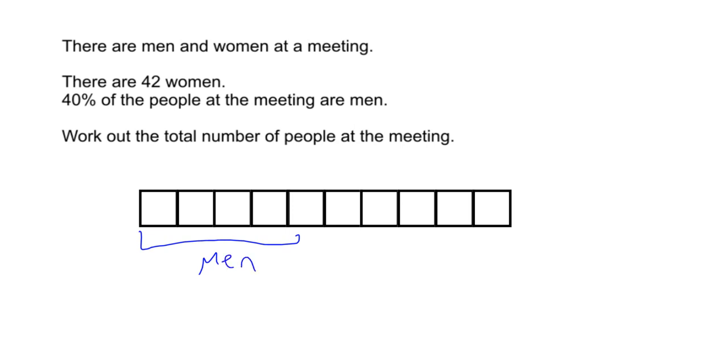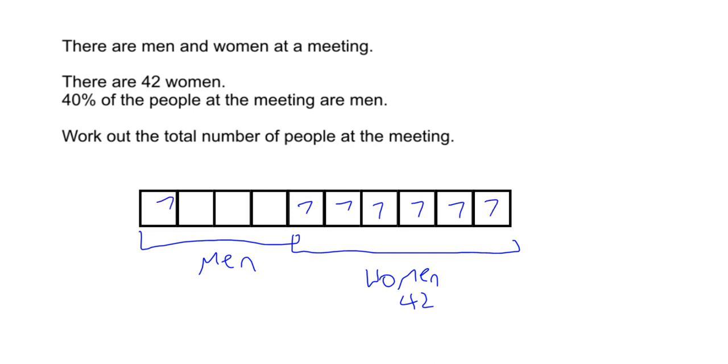And then 60% is going to be women, because presumably it's either men or women. And I'm told that that is 42 women. So I'd say to myself, okay, so we have 6 blocks for women. 42 divided by 6, 1 block must be 7. So I'm going to stick in 7 in each of those, and 7 likewise for the number of men. And then the total number of people will be 10 lots of 7, which would be 70.